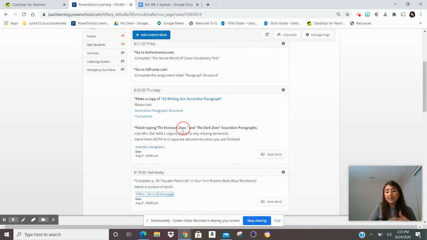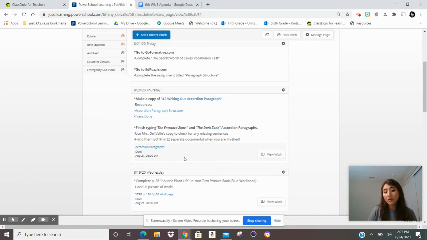So this is something they're in the class, they're getting directions on. We did one together, and then they did a separate second one on their own. So pretty much they just handed in the one we did together, and then the one they did on their own. They handed in 2 different documents with accordion paragraphs on it. They handed it in to me.